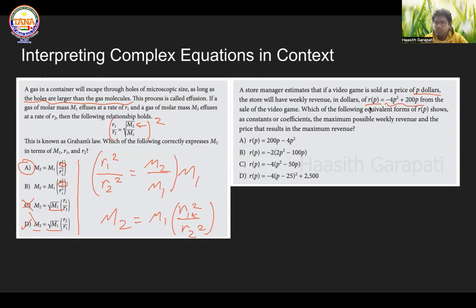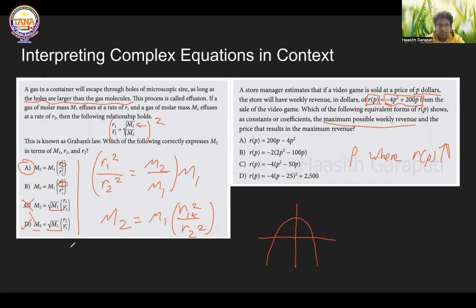Okay, so first thing, we know this represents weekly revenue. If they want to find the maximum possible weekly revenue, we have to find the value of P where R of P is at its max. And the thing is that this is a quadratic equation because it has the P squared, right? And since the coefficient for the quadratic term P squared is negative, then we know that when we draw our quadratic equation, it's going to be flipped upside down, like an upside down U.